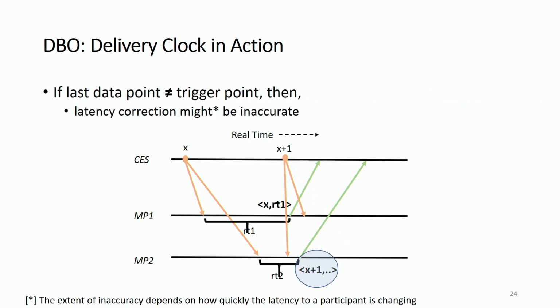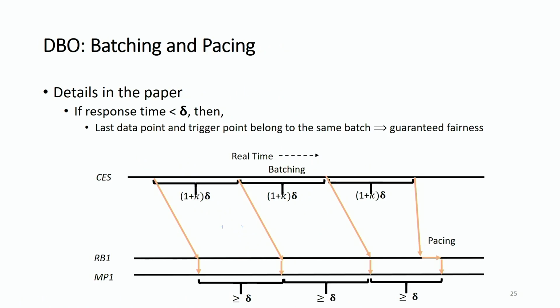Here, one thing to note is that delivery clock corrects for latency differences using the last data point. Now, if the last data point and the trigger point are different, then the latency correction might be inaccurate. In DBO, the exchange server batches data and the release buffer paces the delivery of this data. With batching and pacing together, DBO provides guaranteed LRTF. For details, please see the paper.